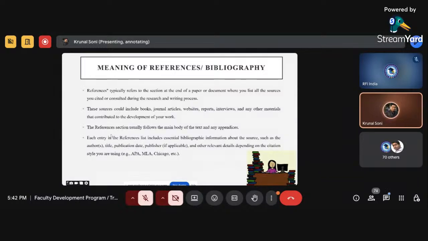So that is what is called the parameters of referencing and bibliography. And this could be books, journal articles, that is research papers, websites, that is the theoretical content, the background of the content, the history of the content that you are getting from this particular aspect. That section usually follows the main body of text and appendices, right? So what are these references? References is always going to cover the main body of text.